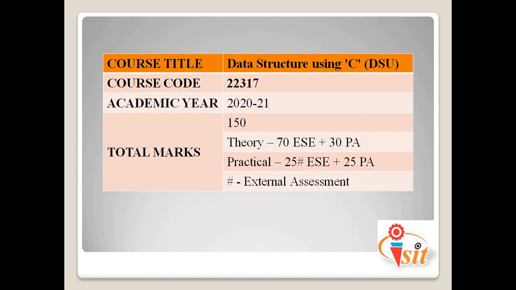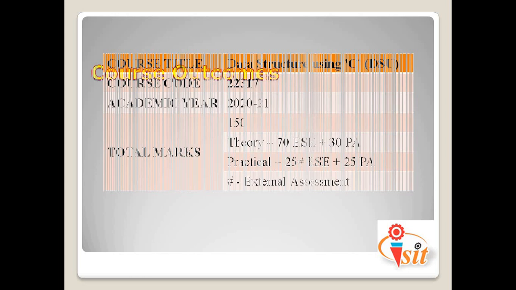Here is the course title, Data Structure Using C, that is DSU. The course code to be referred is 22317. Under MSBTE, a total of 150 marks are given for this course, out of which 70 plus 30 is considered as the theoretical part and 50 marks are assigned for practical, in which 25 marks are assigned for term work and 25 for external assessment.